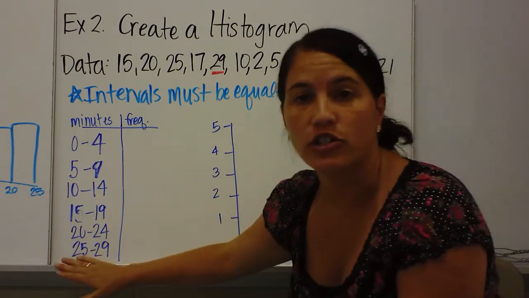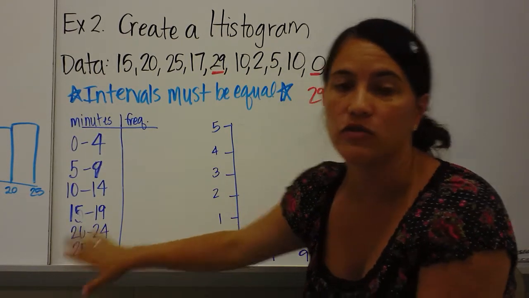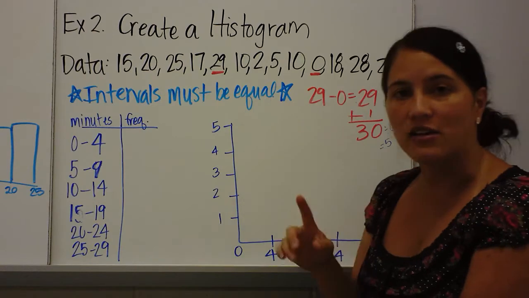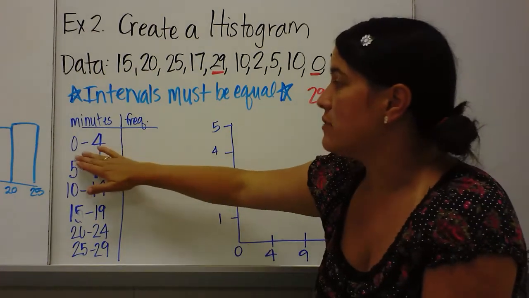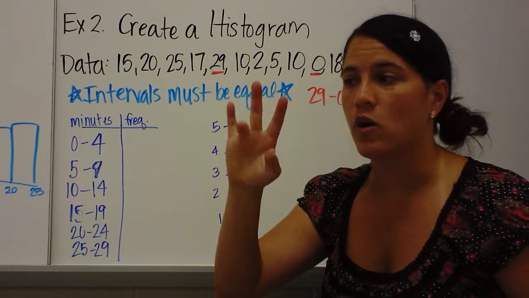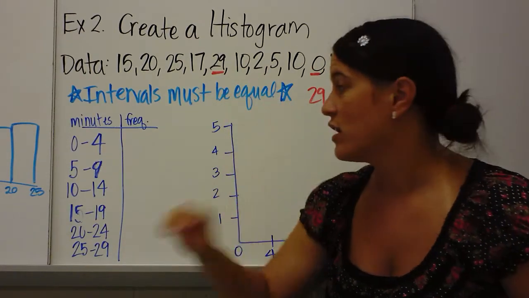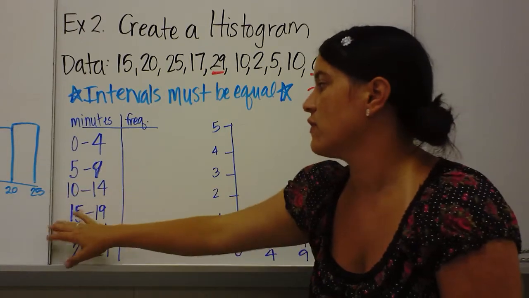Over here, I've already shown you my intervals. The way I got my intervals was I took the range, added 1, and then divided by 6 because I wanted 6 groups. So I've made them 0 to 4, because 0, 1, 2, 3, 4 is 5 numbers, then 5 to 9, 10 to 14, 15 to 19.